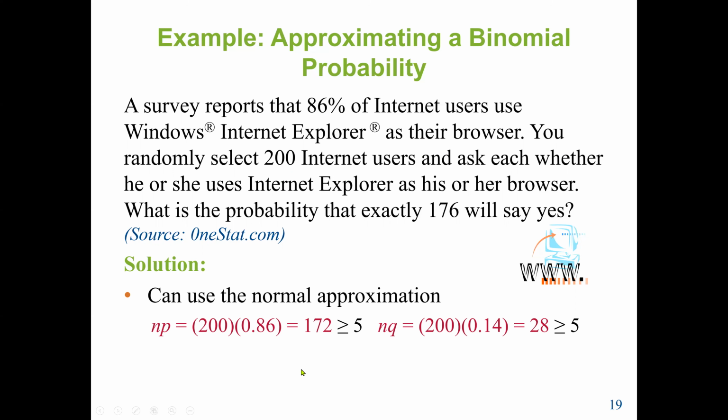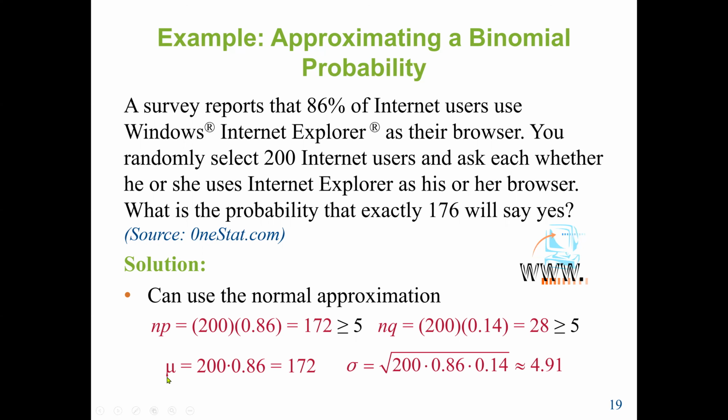So we're going to check our condition. np will be 200 times 0.86, 172. That is greater than or equal to 5. nq is also 200 times 0.14, it's 28, so it's greater than or equal to 5. So this means we can go ahead with the normal distribution. With the normal probability, we need two important parameters, the mean and the standard deviation. We find the mean to be np, 172, and the standard deviation, square root of npq, is 4.91.